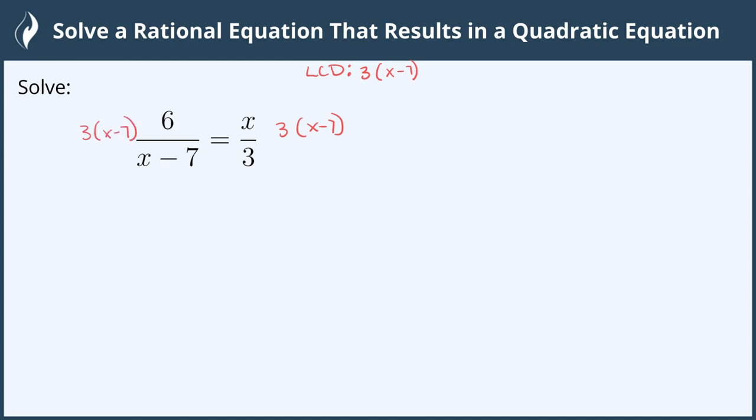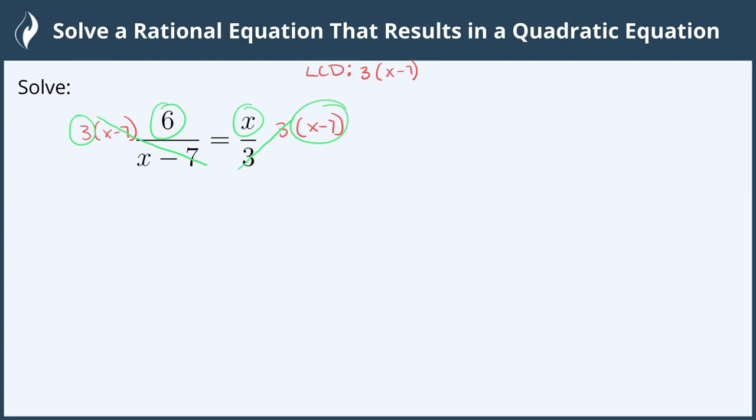There are some who will go ahead and do cross multiplication on this, and that will work too. In fact, it's a little bit faster than what we're doing here, but we're showing all of our steps when we multiply by the lowest common denominator, but we'll still get the same thing. On the left-hand side, x minus 7 divided by x minus 7 cancel. So we're left with 3 and 6. On the right-hand side, 3 divided by 3 cancels, and we're left with x and x minus 7.